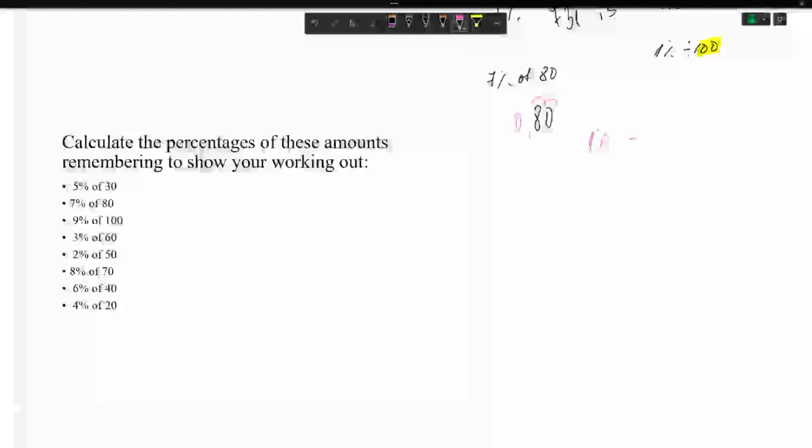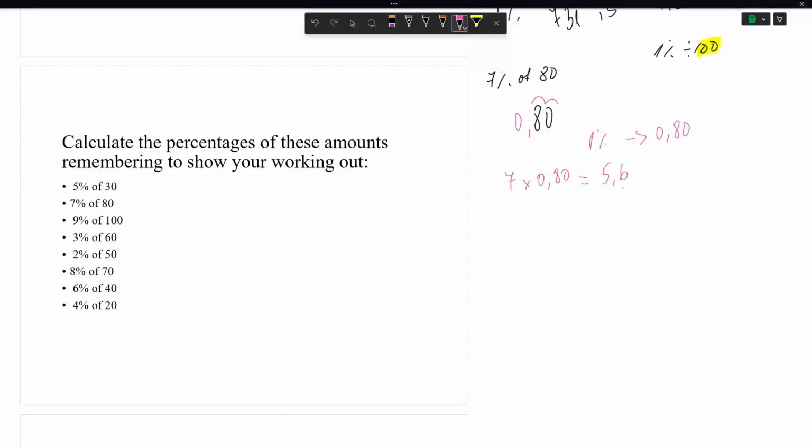So how do we find 7%? We simply multiply 7 times 0.80, because we said 0.80 is our 1%. So 7 times 0.80 is going to be 5.6. So 7% of 80 is 5.6.